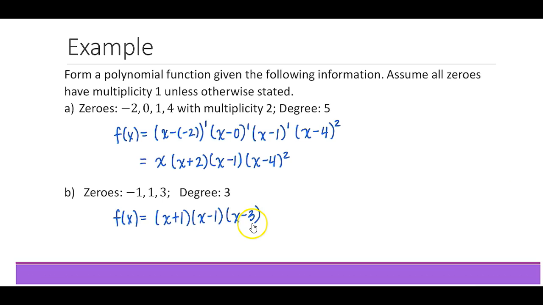And if we did multiply this all out, we would have a degree 3. We'd have x cubed if I went through the process of all the distribution.